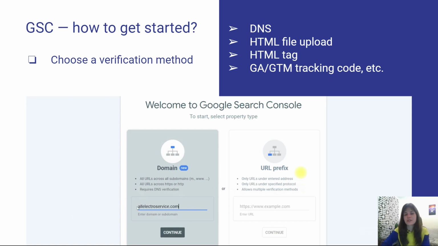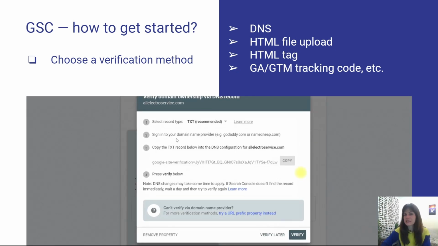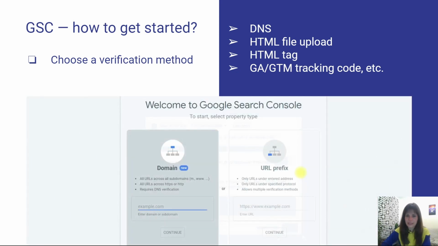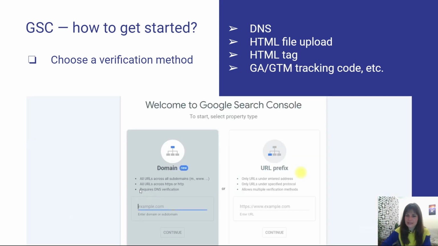So my first tip is to use the URL prefix verification method, which allows you to verify your website in different ways, such as HTML file upload, HTML tag, Google Analytics tracking code, etc. But don't forget to add a few new versions of your site, with www and without it, with HTTPS and HTTP version, with slash at the end of URL and without.